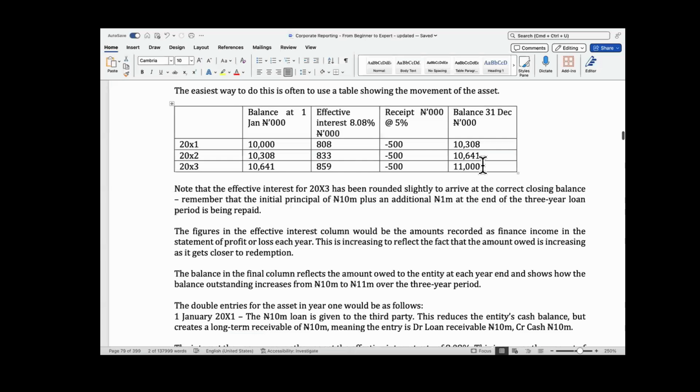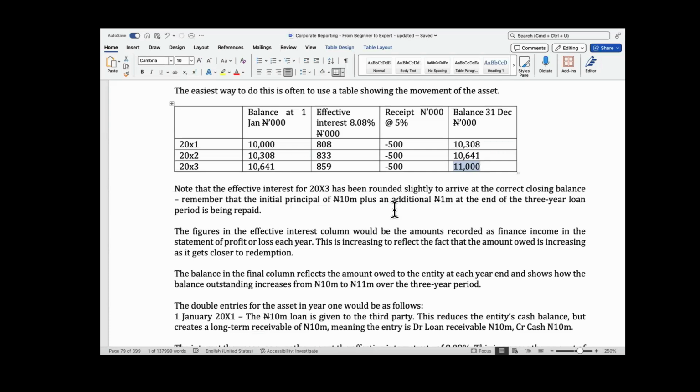Would you recognize it? Crediting the assets and debiting bank. Correct. Absolutely correct. Thank you. You debit bank, you credit financial assets. Absolutely.